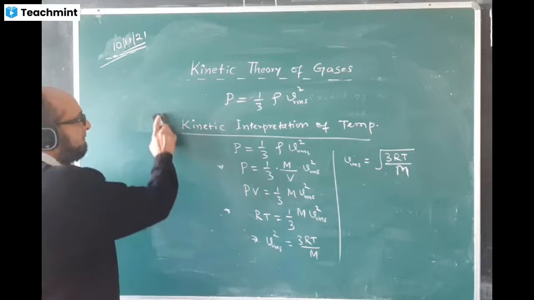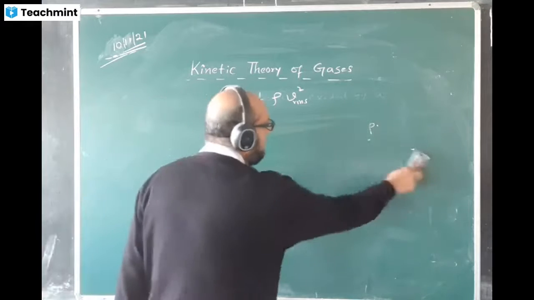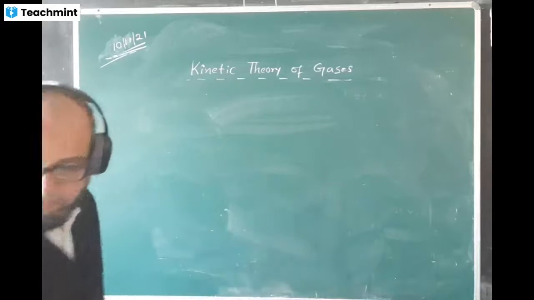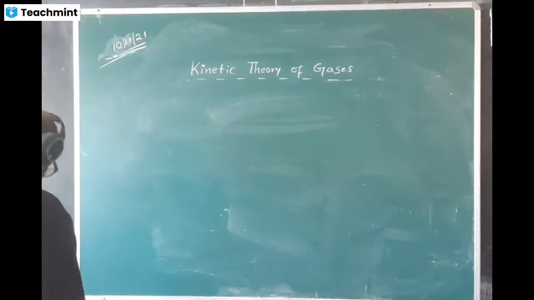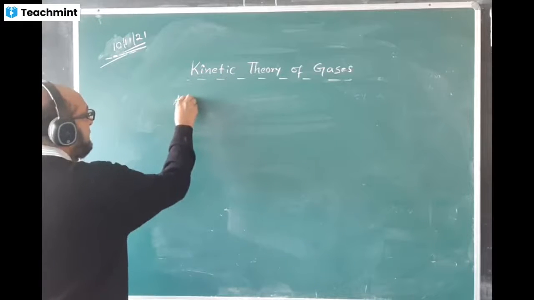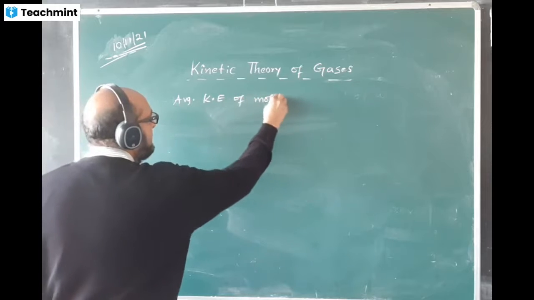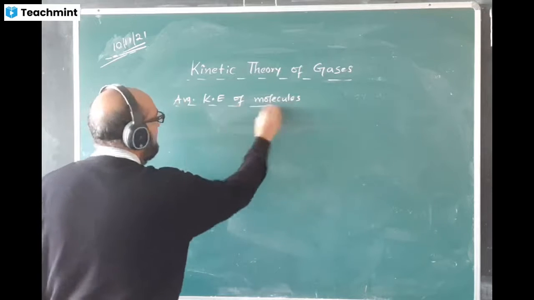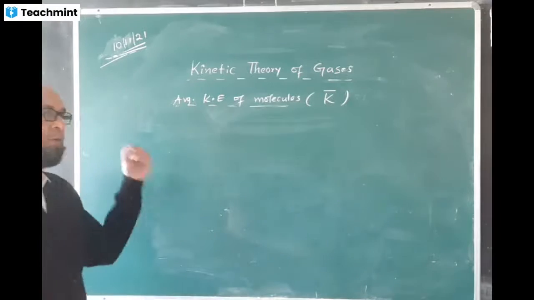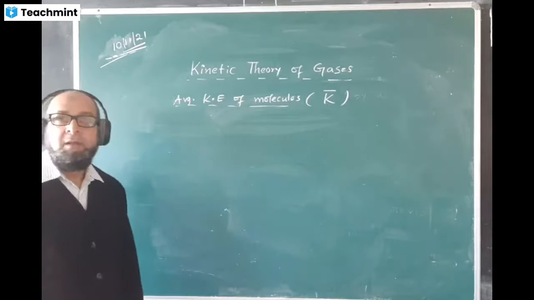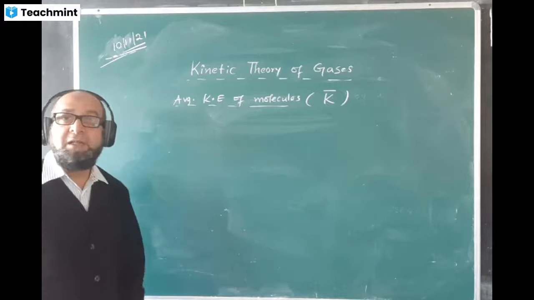Now give the next heading: average kinetic energy of molecules of gas. This quantity we denote by K with a bar on top, that is average K. Previously I found the value of only K, but now I am finding the value of average kinetic energy.